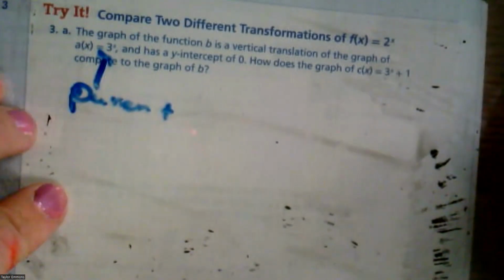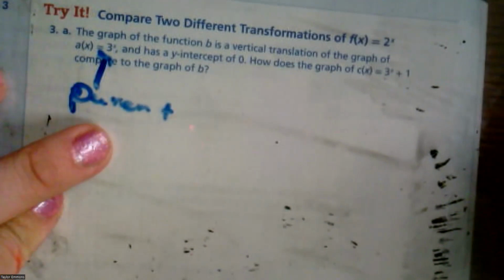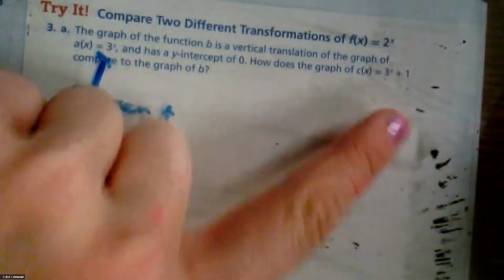Has a y-intercept of 0. How does that compare to c of x? This now has a y-intercept of 1. Good. So this is going to have a y-intercept of 1.